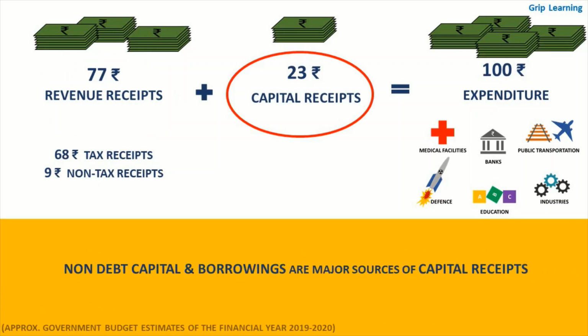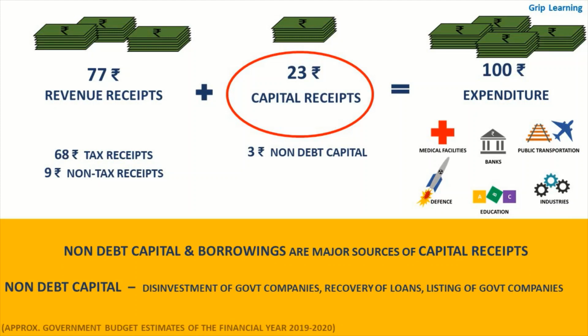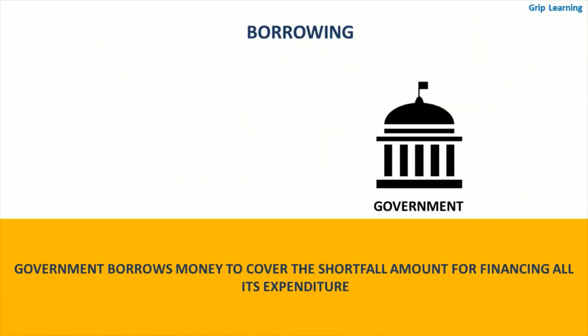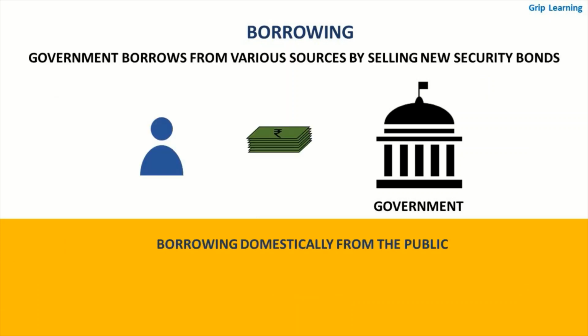Non-debt capital and borrowings are major sources of capital receipts. Non-debt capital include disinvestment of government companies, recovery of loans, listing of government companies. Borrowing include loans taken by the government. Government borrows money to cover the shortfall amount for financing all its expenditure.